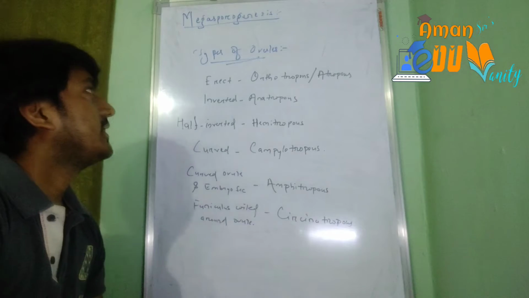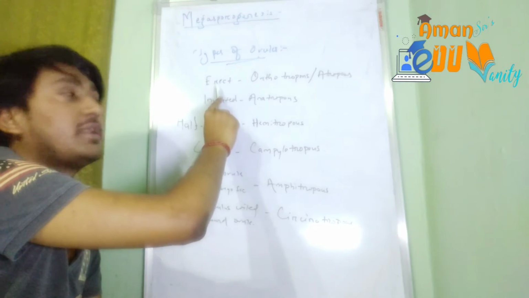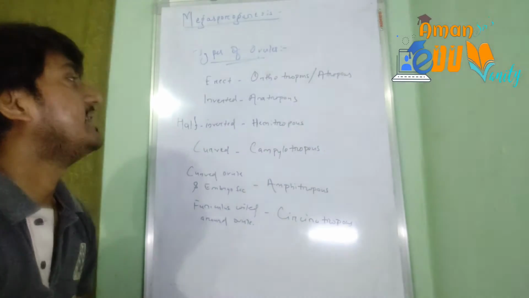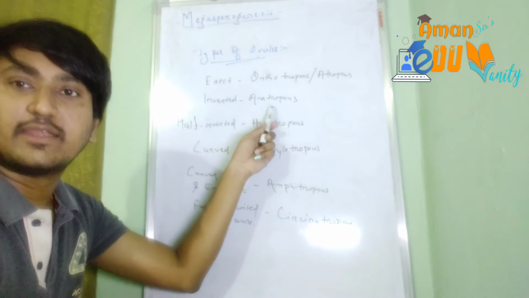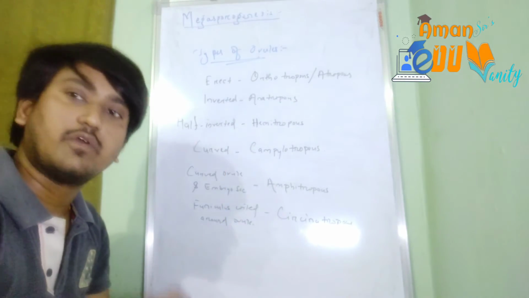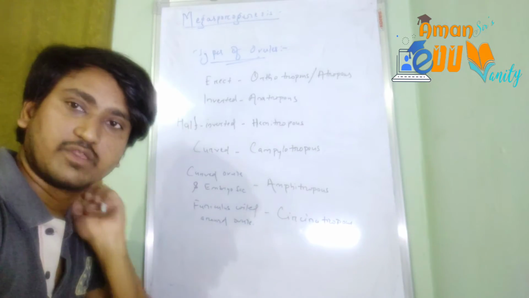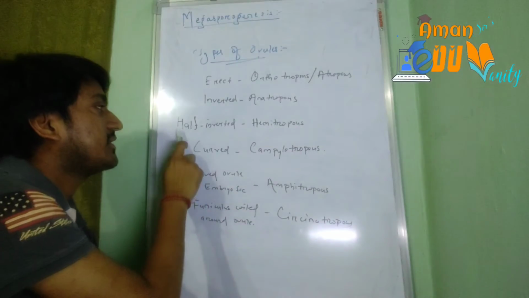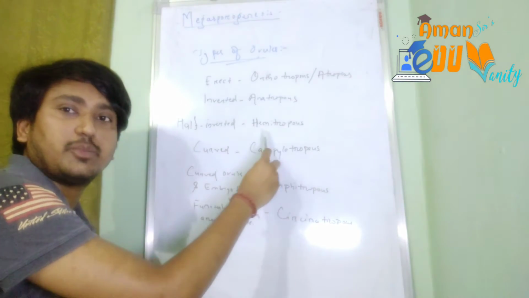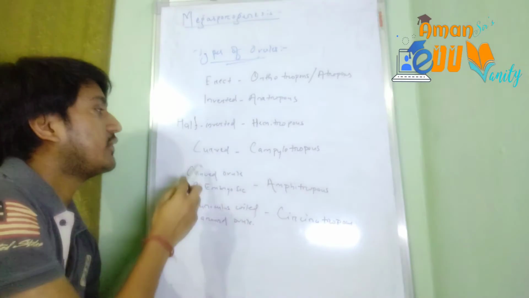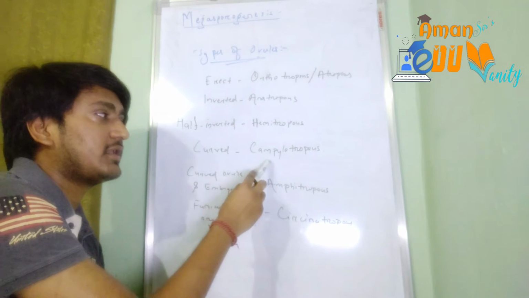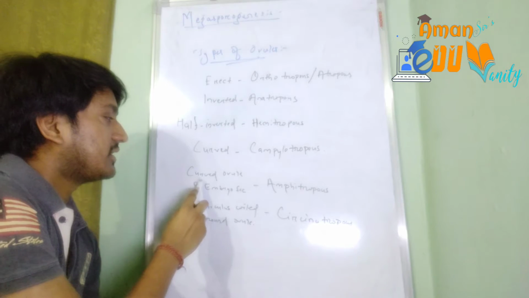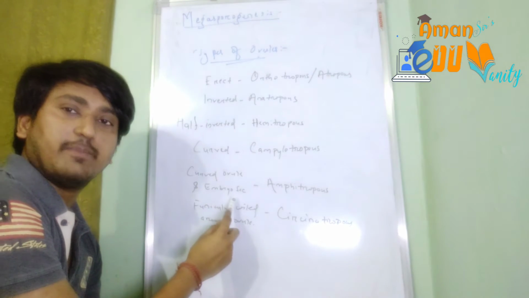So there could be an erect ovule called an orthotropous or atropous ovule, and the inverted ovule is called the anatropous ovule. This is a typical kind of ovule found in almost all species, that is the inverted or anatropous ovule. The third type is the half inverted or hemitropous ovule. The fourth one is the curved ovule, which is called the campylotropous ovule. Next one is the curved ovule and the curved embryo sac as well.